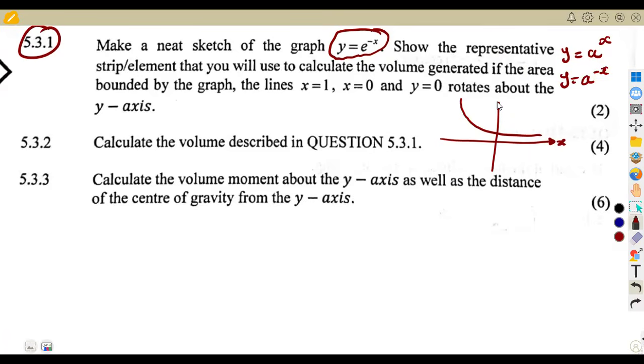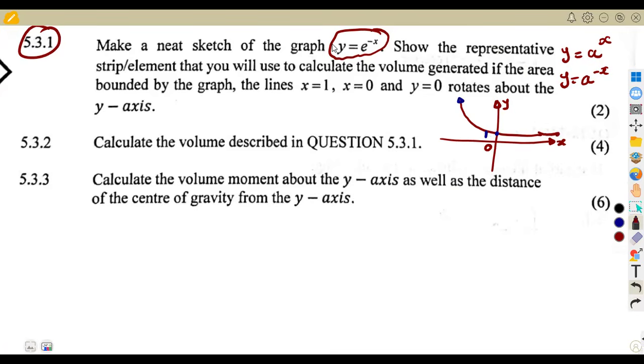So this is your x-axis, your y-axis, and at the point where x is equal to 0, y will be equal to 1. So it crosses the y-axis at 1. That is how we expect our function to look, going that way.